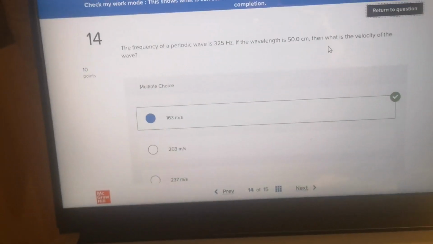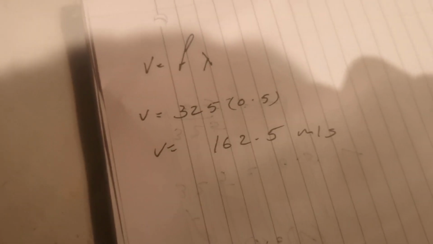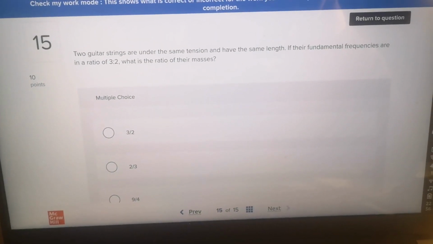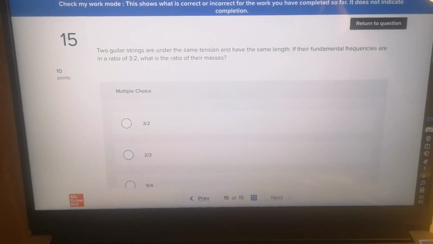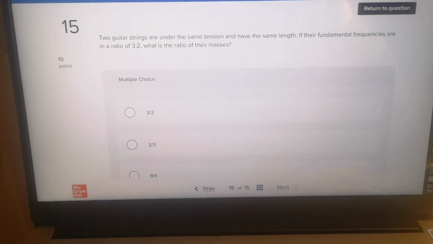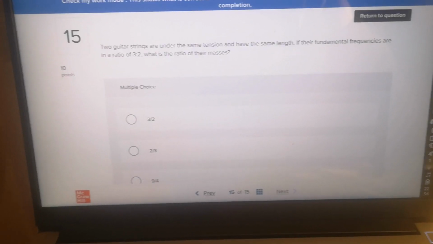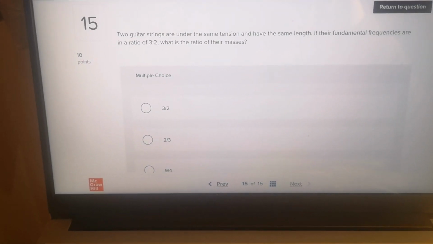Question 14 is very easy. Just get the numbers. There's a simple formula, you put them in, and that's it. Alright, question 15. Two guitar strings under the same tension have the same length. If their fundamental frequencies are in a ratio of 3 to 2, what is the ratio of their masses? Now to solve this question, you can just know that if you square the ratio of fundamental frequencies, you can get the ratio of masses.